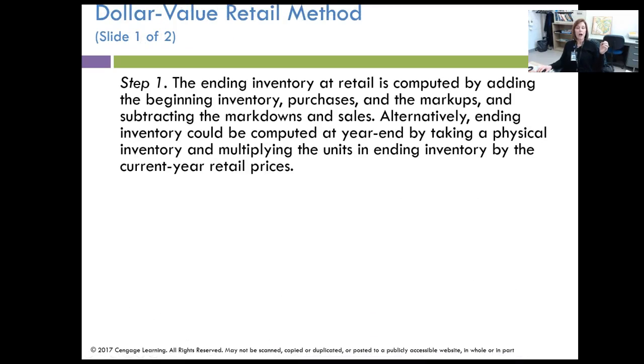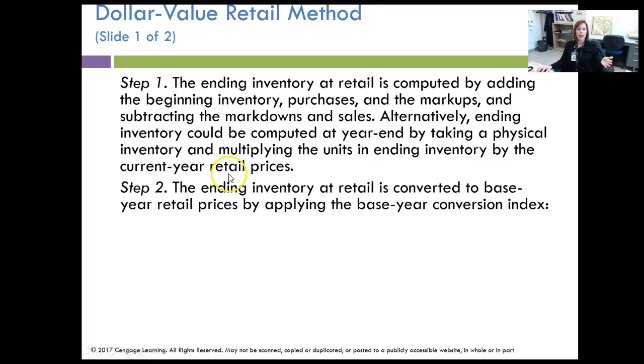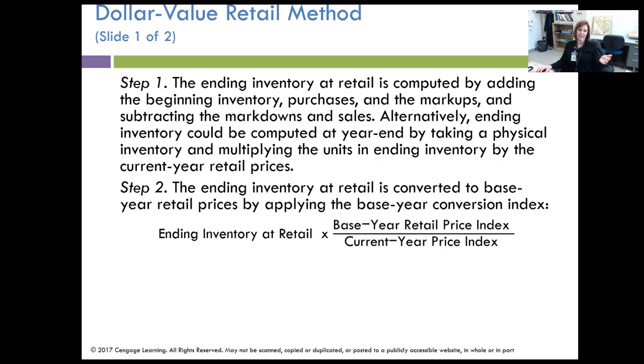So what does this mean? I'm going to go through the steps and then we'll look at examples. So we start out as we had done previously. We compute our ending inventory at retail: we start with our beginning inventory, add in our purchases, deal with the markups, the markdowns, and then our ending inventory at retail is converted to base year retail prices by applying the base year conversion index. What is that?